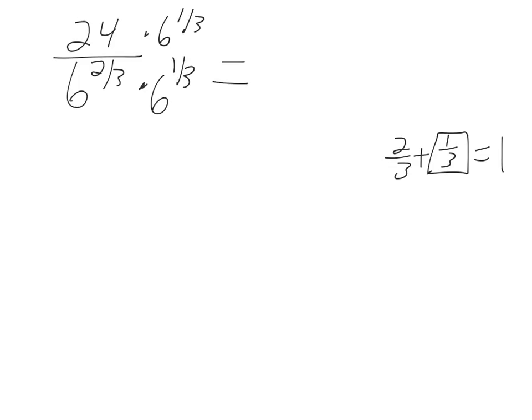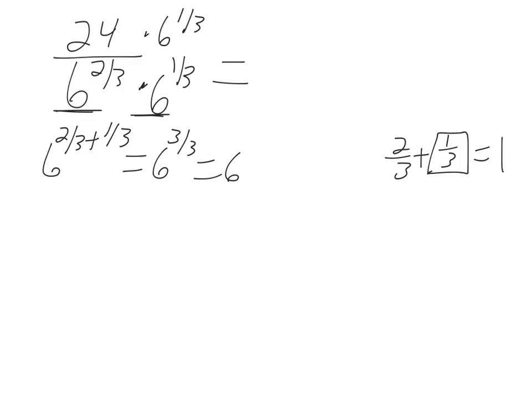Alright, so we have that. So now 6^(2/3) times 6^(1/3). Since we have the same bases, we add our exponents, and we get 6^(3/3), which would be 6 to the 1, because 3/3 is 1, or just 6. So just leave it as 6. You don't need that. Alright, so we have 6 over here on the bottom.